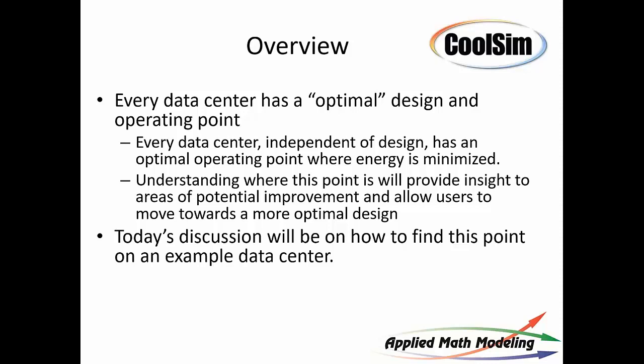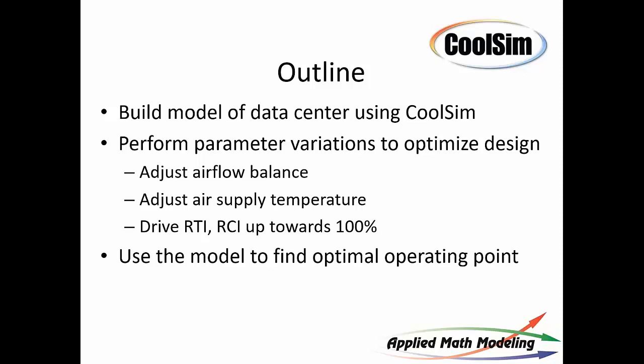So today we're going to determine or do some analysis to find out where that point is for a given data center. Okay. So we're going to build the data center in CoolSim, perform variations to optimize its design. And the way you do that for air-cooled data centers, which they all are still, is adjust the airflow balance, then adjust the supply air temp, and then drive up these two parameters called RTI and RCI.